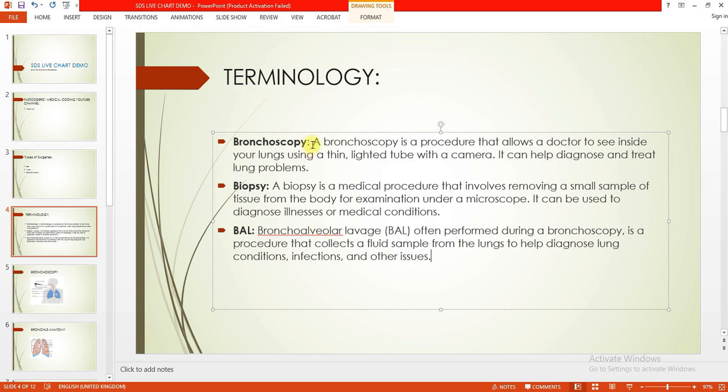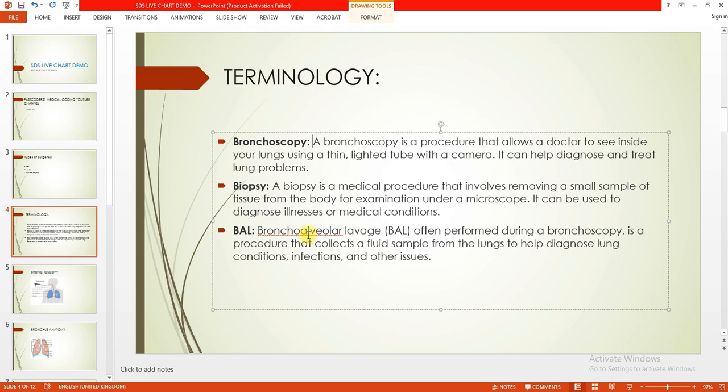Okay, so what is bronchoscopy, guys? What is bronchoscopy? Visualization of bronchi and alveoli. Yeah, correct. So visualization of bronchi and alveoli.